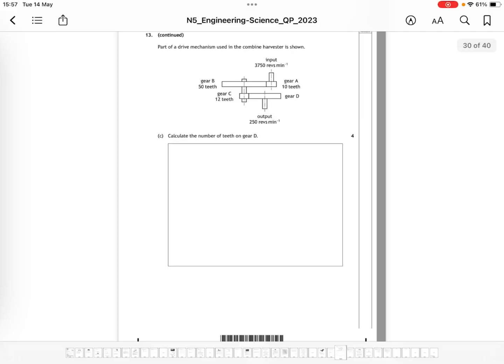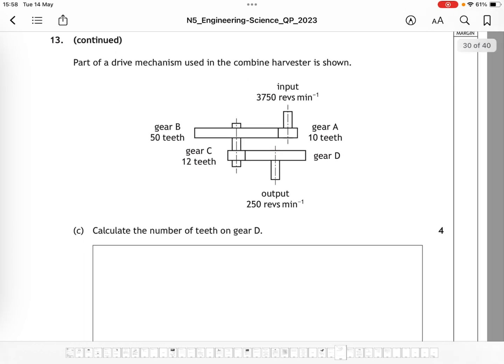This is question 13, part C, on the 2023 Nat 5 Engineering Science past paper. Here we are shown a drive mechanism, part of a drive mechanism that's used in the combine harvester from the earlier part of the question. We're asked then to calculate the number of teeth on gear D.